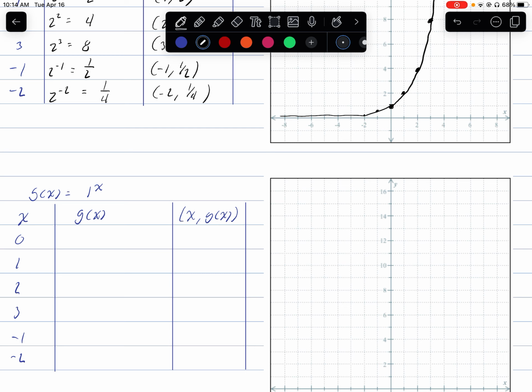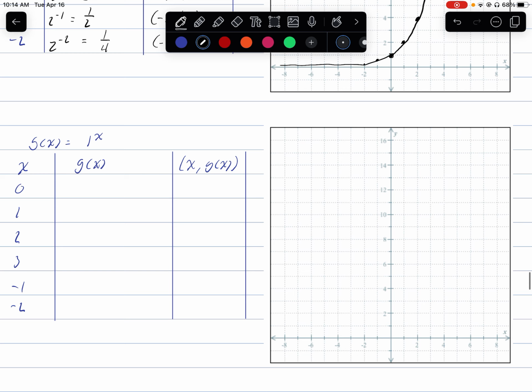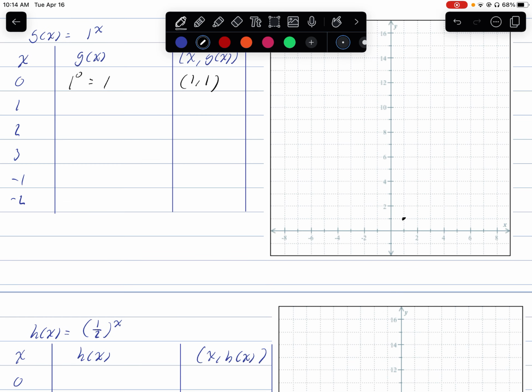There's typically a reason why we don't usually consider a base of 1 like we do here, and I'm going to show you why. They're not very exciting. If x equals 0, we'll have 1 to the 0, and anything to the 0 is just 1. So we'll have the point 0, 1. What if we have x equals 1? We have 1 raised to the first power, which is also 1. I made an error here. It should be 0, 1, and this one here should be 1, 1.